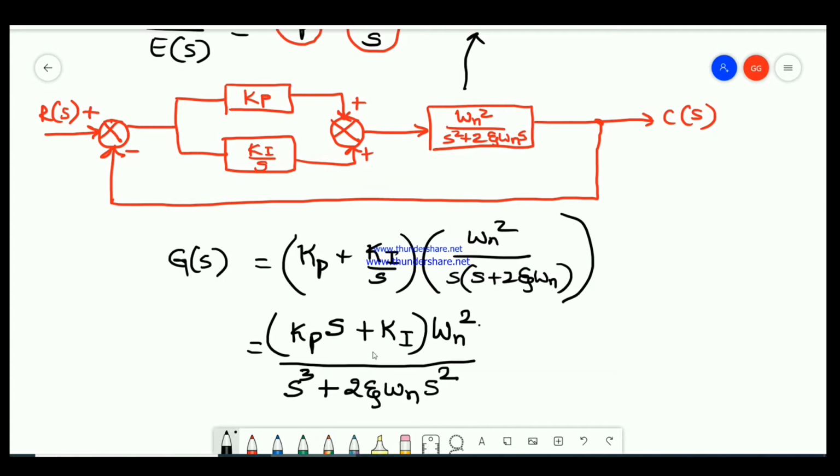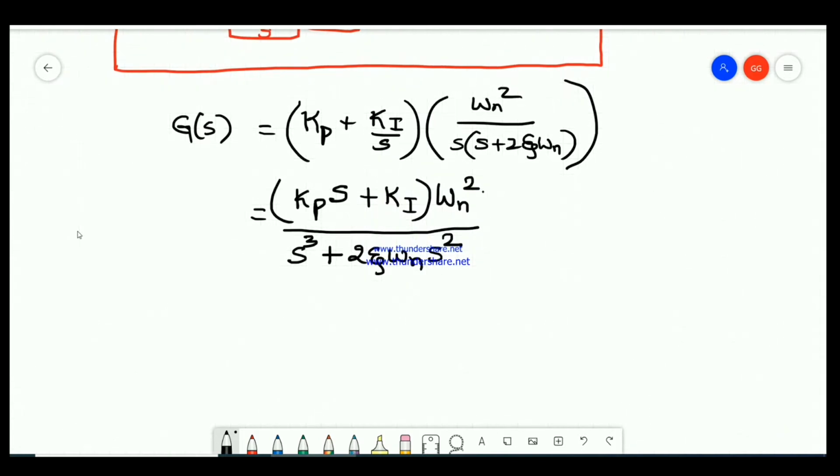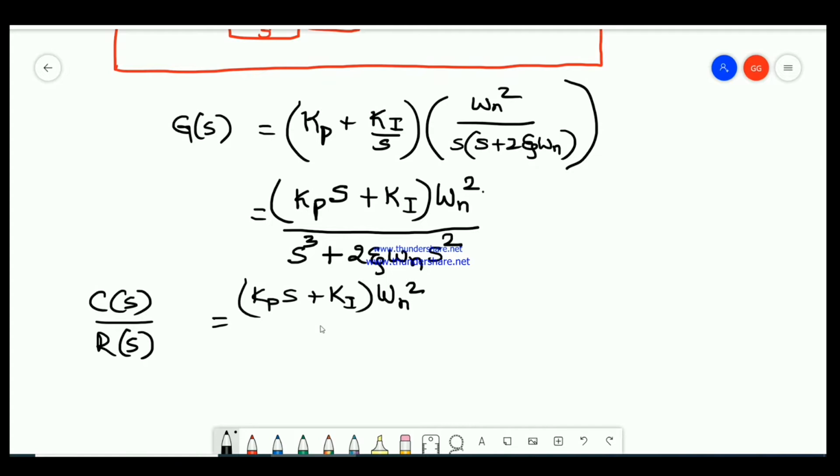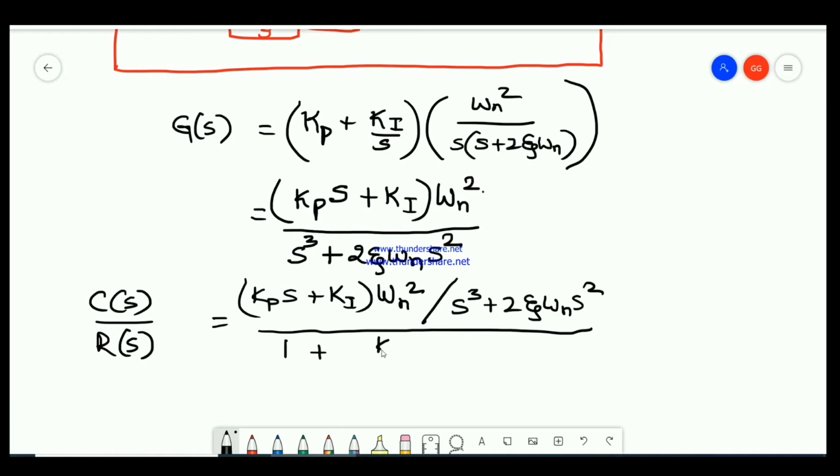Okay, so therefore this is the equation of G(s). Now if you take the transfer function C(s)/R(s), that would be equal to G(s) divided by... which is (Kp s plus Ki) into omega n square divided by s cube plus 2 zeta omega n square, which is the whole thing divided by 1 plus (Kp s plus Ki) into omega n square divided by s cube plus 2 zeta omega n square.